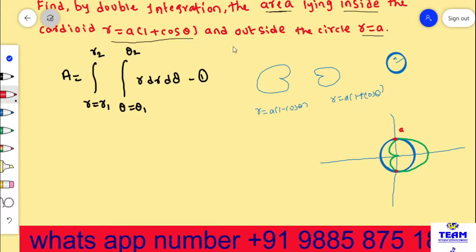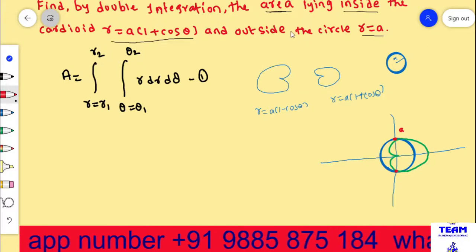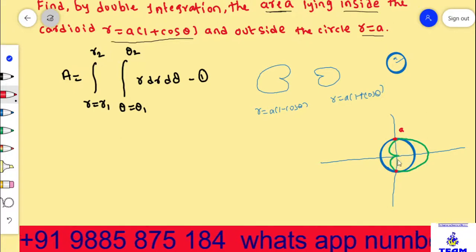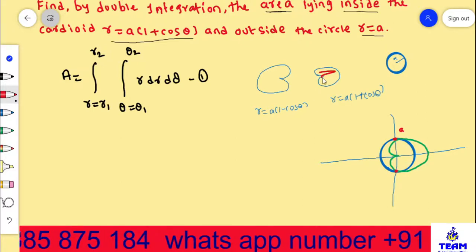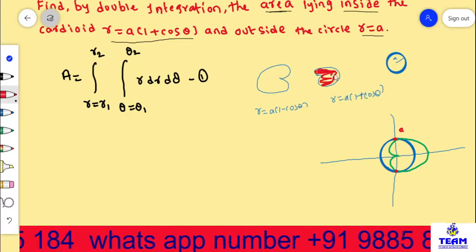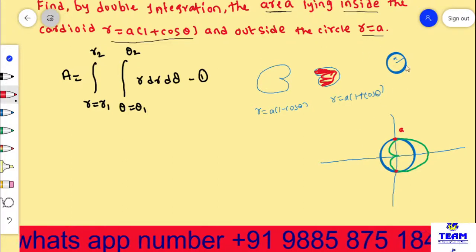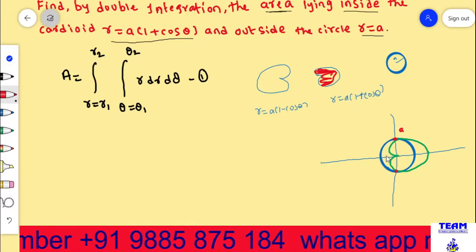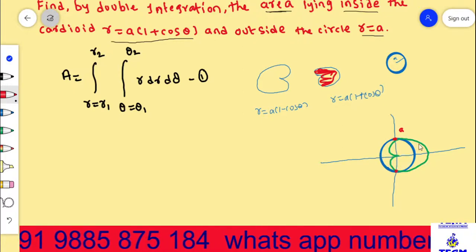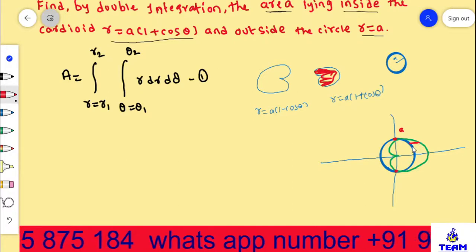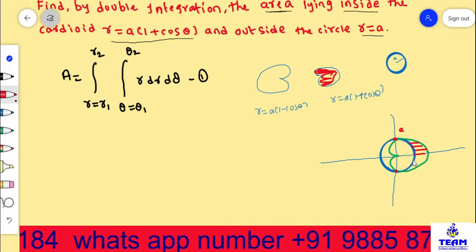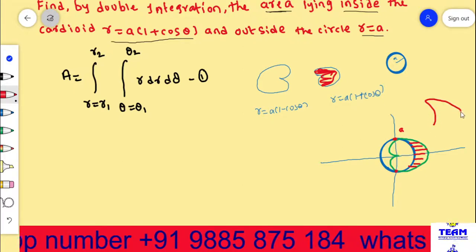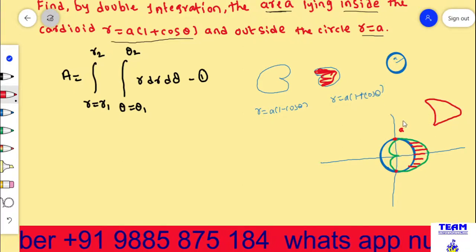Now where is the region? Our region is the area lying inside of the cardioid. Friends, this is a cardioid, inside means this whole graph, and outside of the circle means outside of this. If you take here, it is inside the circle, so only the outside part is what you have. This is our required region. Now I will draw this shape.